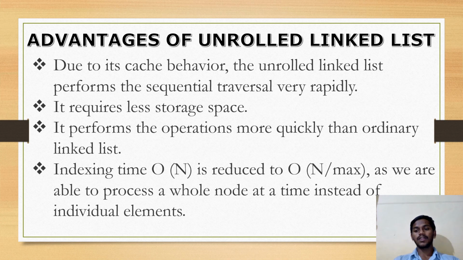Advantages of unrolled linked list. Due to its cache behavior, the unrolled linked list performs sequential traversal very rapidly. It requires less storage space. It performs the operations more quickly than the ordinary linked list. Indexing time O(n) is reduced to O(n/m), where m is the maximum number of elements per node, as we are able to process the whole block at a time instead of individual elements.